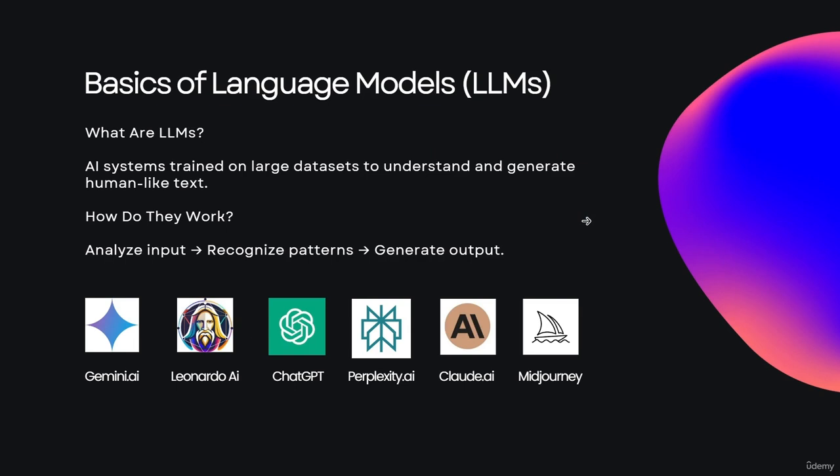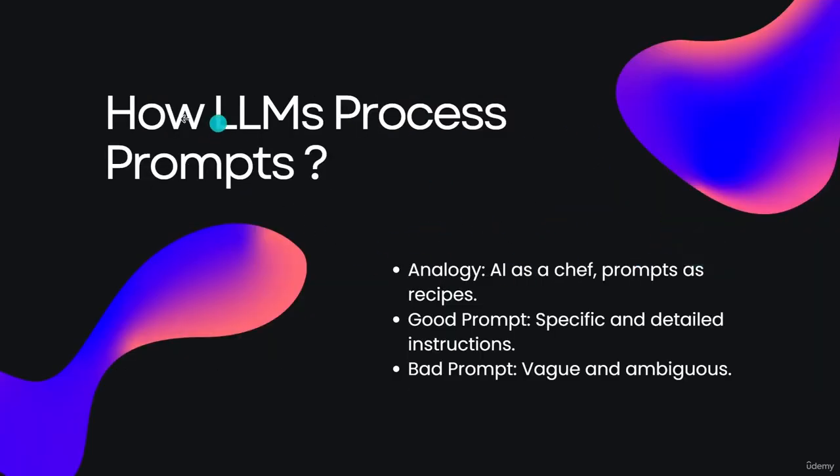You can see the examples here of some large language models. Let's see the second thing: how LLMs process prompts. Prompts means some question or query that you ask. When you provide a prompt, the language model analyzes it word by word, looking for patterns, context and intent.